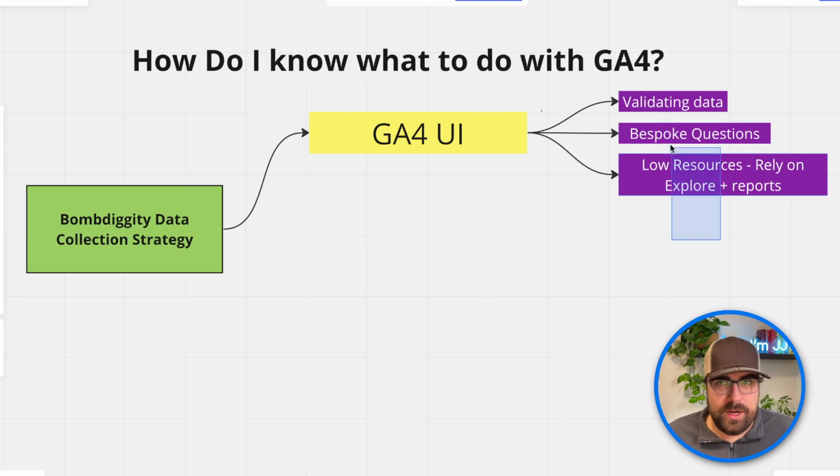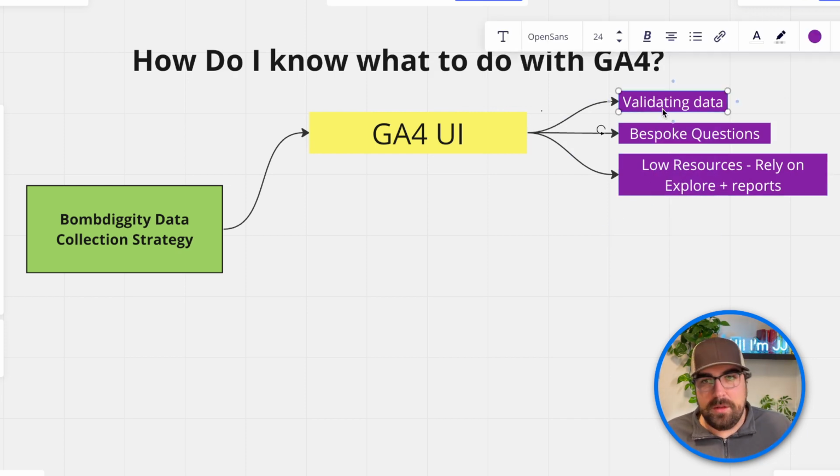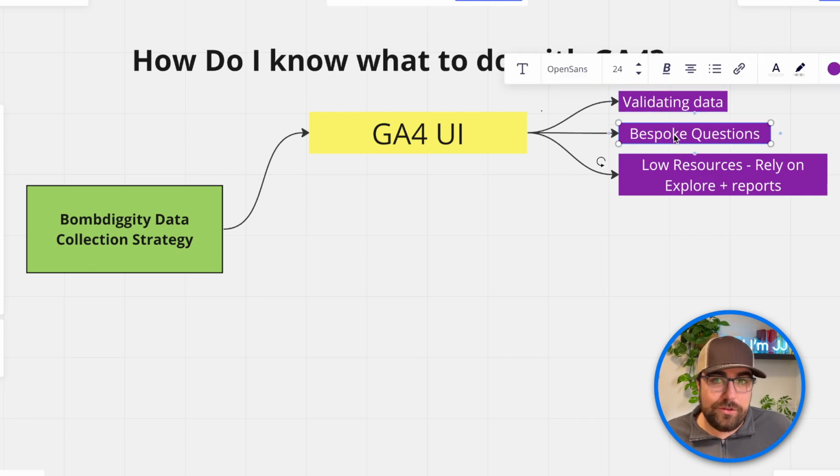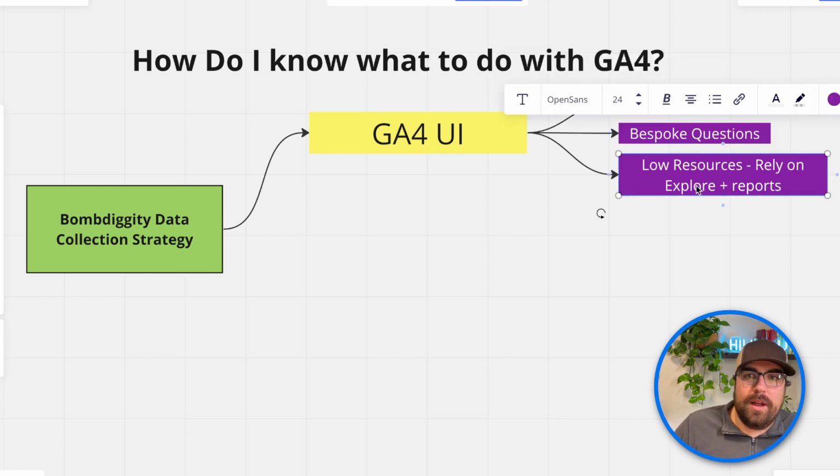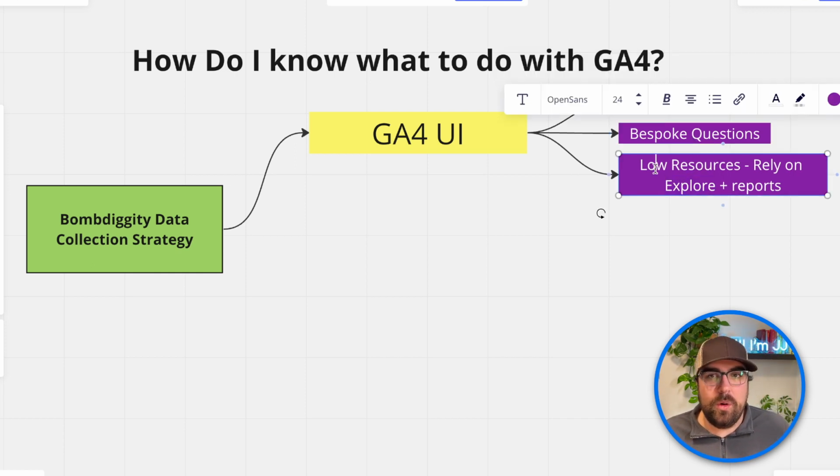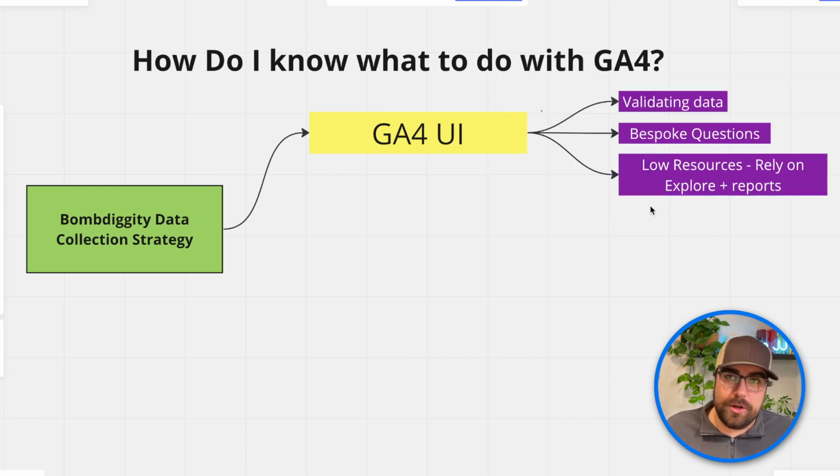So here are the three things you use the GA4 UI for: validating data, which is what we mostly use it for; bespoke questions, which means asking in the Explore reports, a very complicated system; and maybe you have low resources, or you just have the desire to upskill and you're going to start here. So that's the GA4 UI.